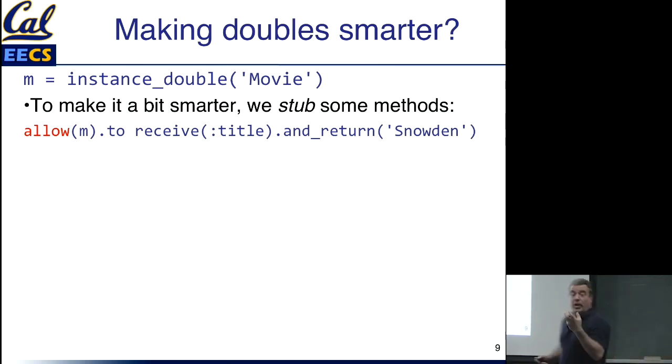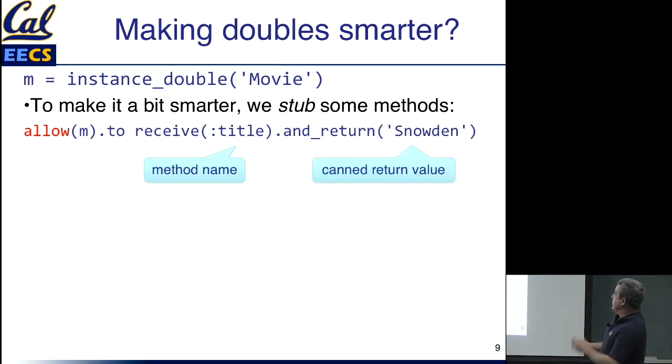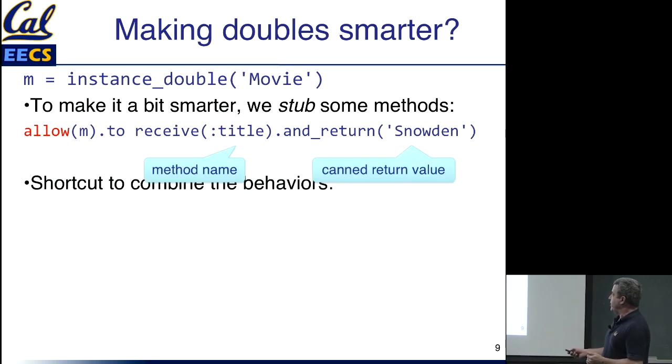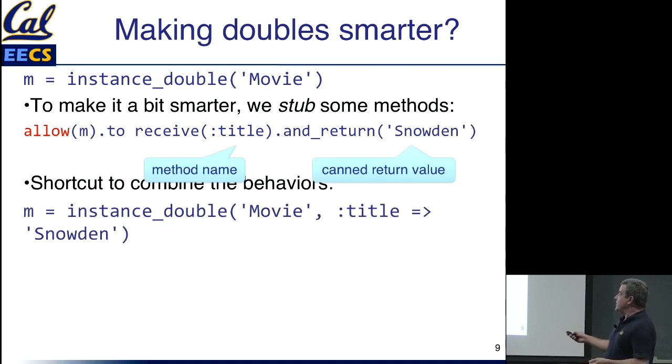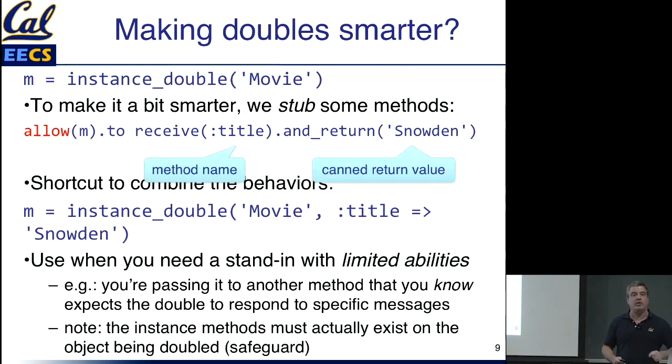Okay? So we're basically creating a fake object. And when you call a method on that object, we're controlling the return value. And similar to the other seam that we saw, you get the method name. You can specify a canned return value. There's also a syntactic shortcut where at the time that you create the instance double, you can provide some key value pairs saying, if this method is called, return that canned result. Right? So again, it's a really not very smart object that is going to be used just when you need a stand-in with very limited abilities.